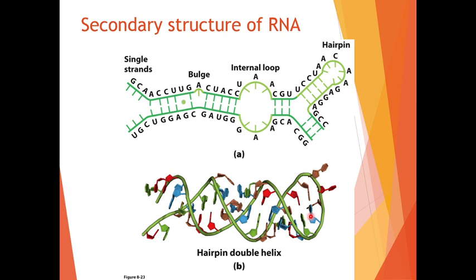Z-form helices have been made in the laboratory but not been observed. Now, the B form of RNA has not been observed as well. Only the B form of DNA is available.